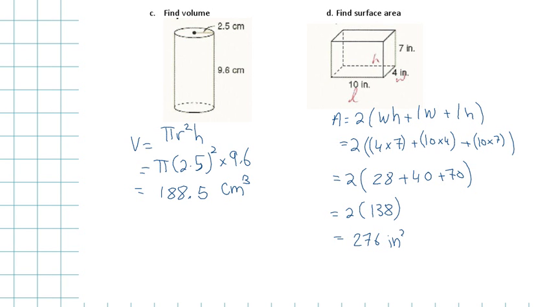So I took the formula, I wrote it down, have length, width, and height, and I replaced the width with its value, the height with its value, the length with its value, and then I did BEDMAS. BEDMAS tells me I have to do my multiplications first. Did that, added whatever is inside my bracket, then I multiplied by 2. Are we good with that? Okay.